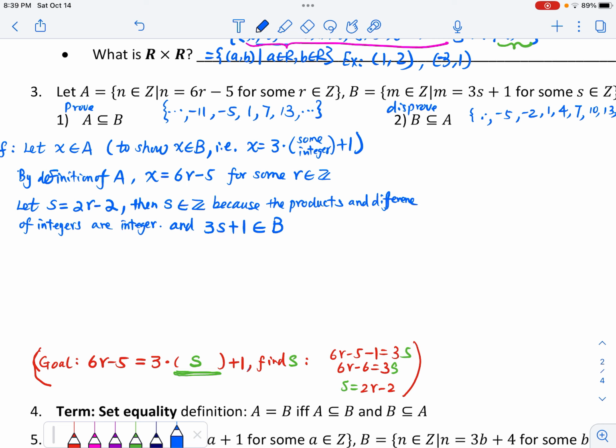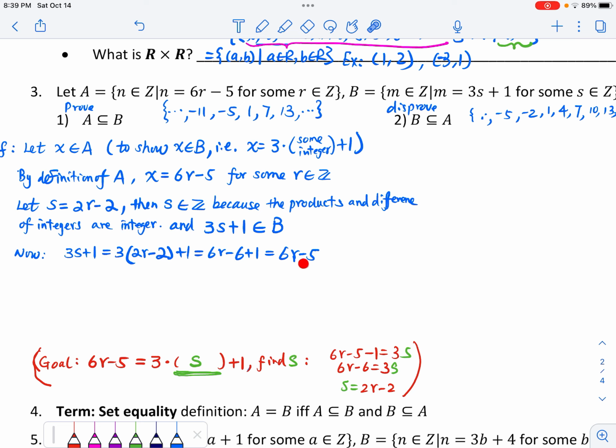Okay, now I want to show the rest. What is 3s plus 1? It is equal to 3 times, and what is s? s is 2r minus 2, that's how we defined s, plus 1, which is 6r minus 6 plus 1, which is 6r minus 5, right? Okay.